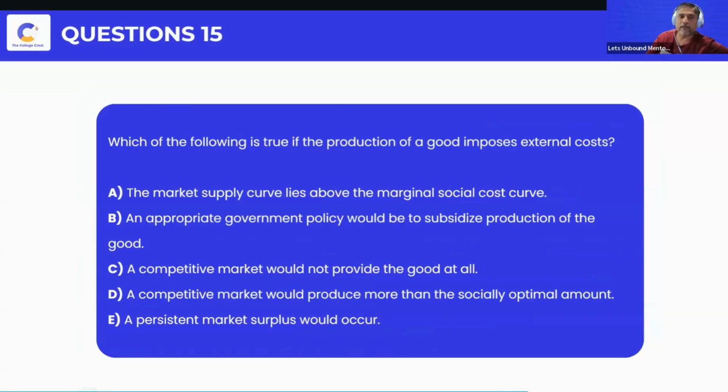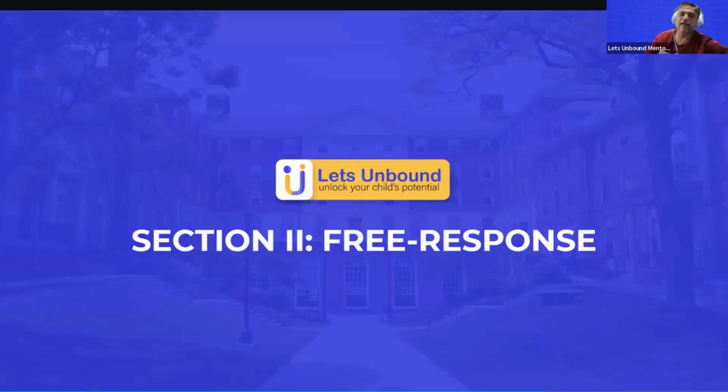So the equilibrium quantity of labor used in production will be the largest when both labor and output markets are perfectly competitive. Which of the following is true if the production of a good imposes external costs? Okay, so once again, if we read option by option, the correct answer here is option D. A competitive market would produce more than the socially optimal amount. So these are a few of the multiple choice questions that you are likely to see, the pattern of the questions you're likely to see on the test.